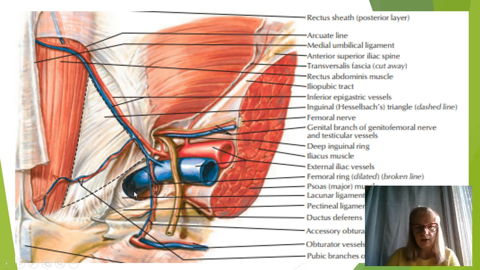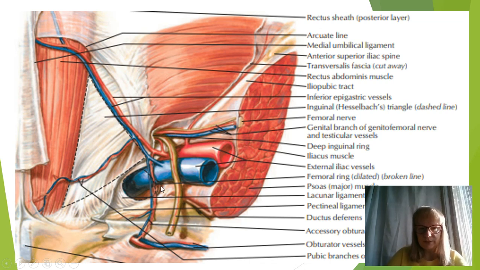Lower part, our anterior abdominal wall. Here you see the view from inside. This is the lacuna vasorum with the femoral artery, femoral vein, and medially to the femoral vein we have the femoral ring.